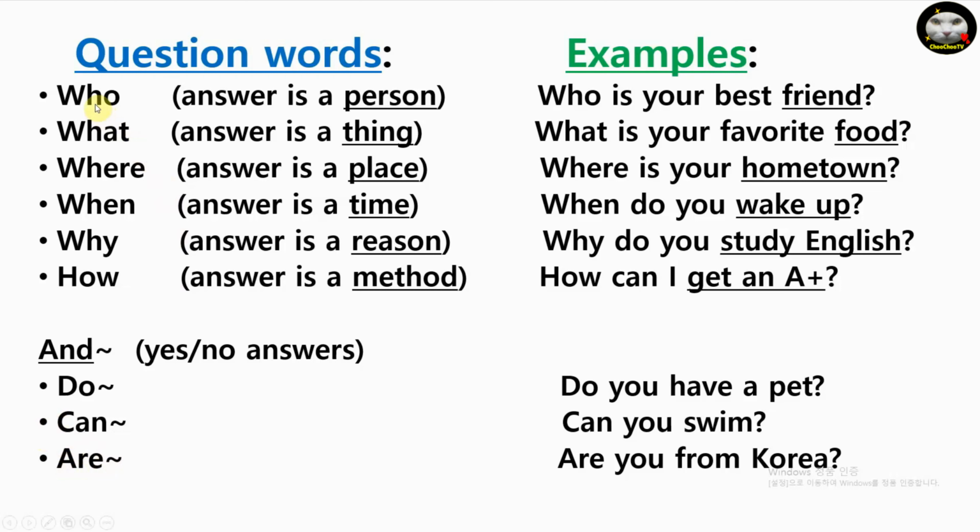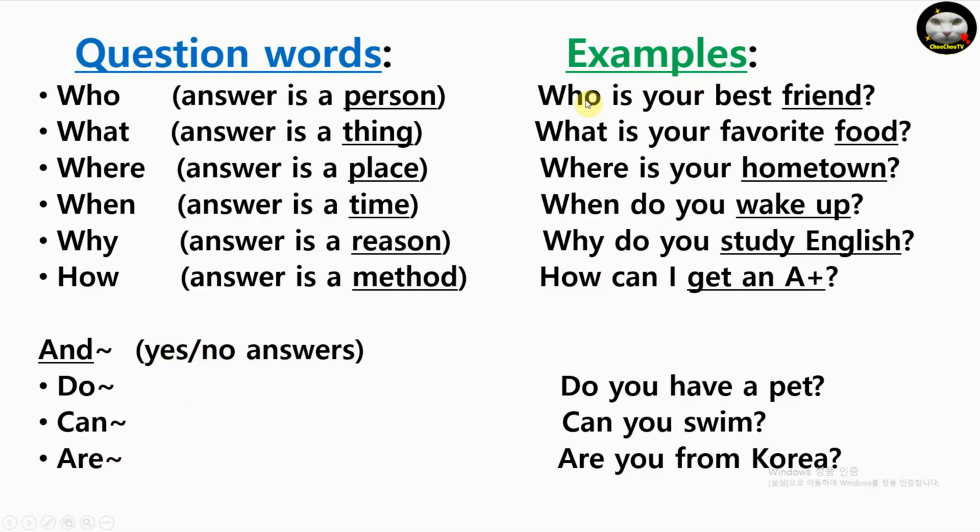If you're asking who, you want an answer that is a person. When you ask what, your answer will be a thing. When you ask where, your answer is going to be a place. When you ask when, your answer will be a time. When you ask why, your answer will be a reason. And when you ask how, your answer will be a method. When you ask do, can, or are, you're asking for yes or no answers.